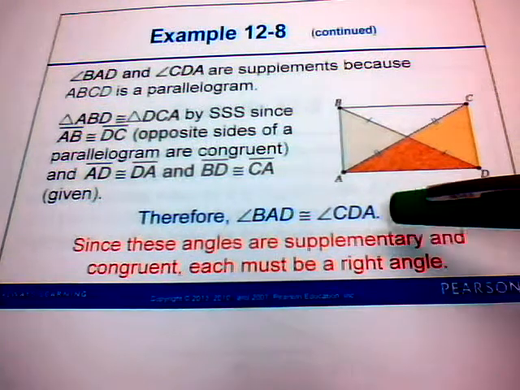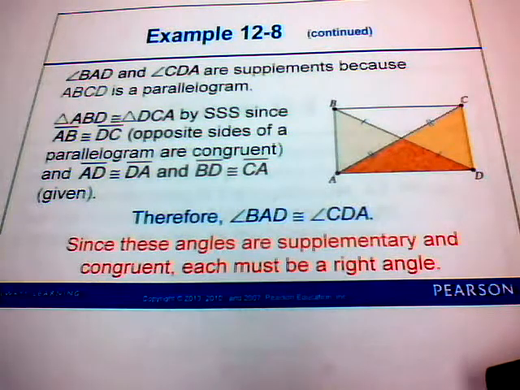So we can say here that triangle BAD is congruent to triangle CDA. Reason for that is because of the corresponding parts of congruent triangles are congruent. And since these angles are supplementary and congruent, then that means that each must be a right angle.